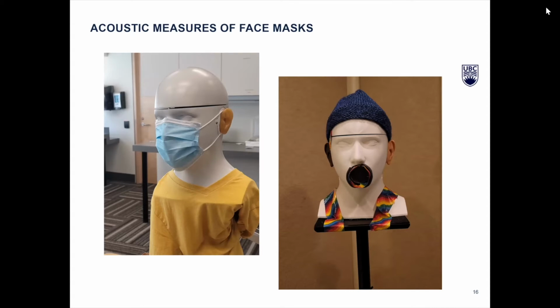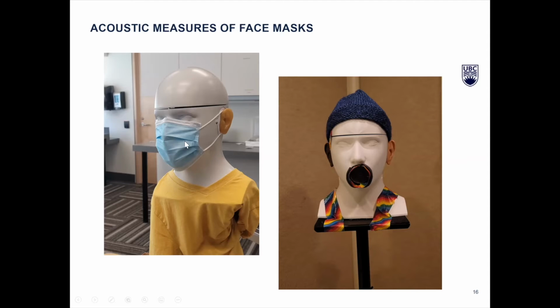Okay, the next study I wanted to briefly mention here, this is how I got involved with your group. So I was approached by some of you. I won't even start with names because I don't even know who should be acknowledged. But I was approached to help out with some acoustic measures of face masks.